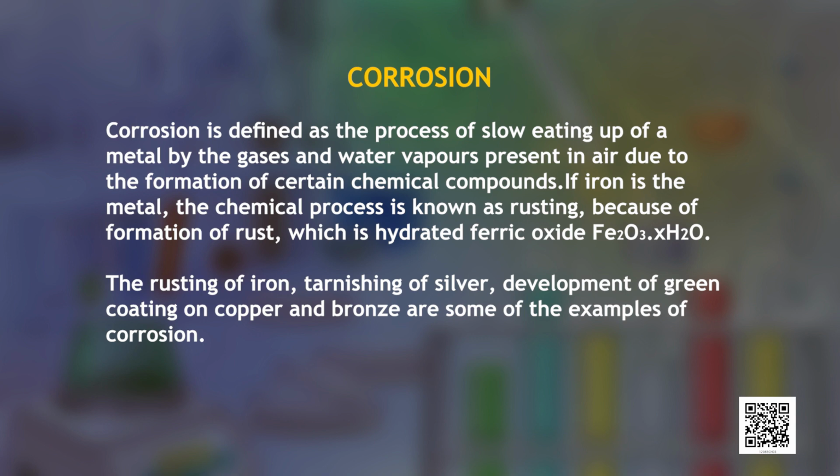The rusting of iron, tarnishing of silver, development of green coating on copper and bronze are some of the examples of corrosion. Let us understand the mechanism of corrosion with the help of rusting of iron.